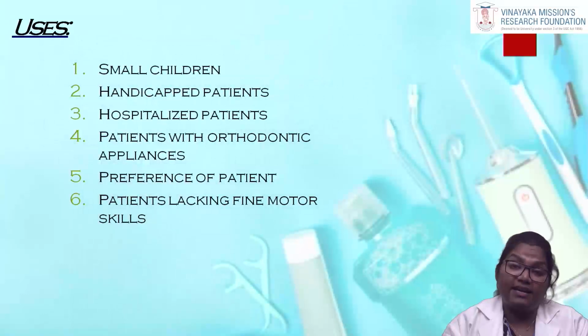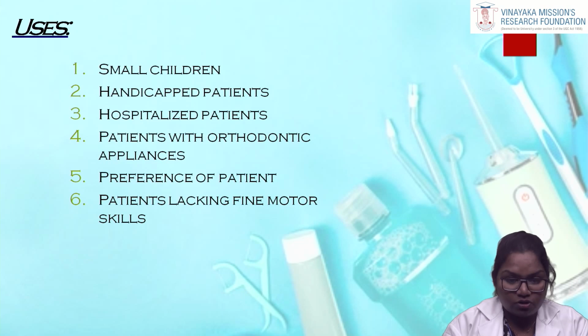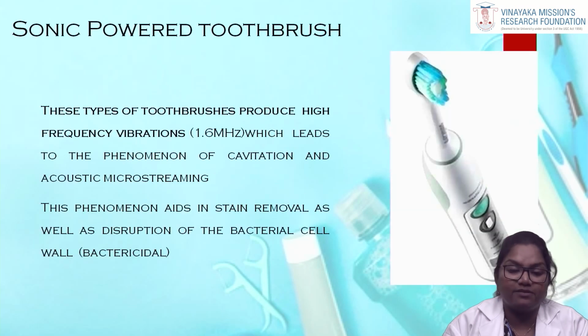What are the uses of these electrical toothbrushes? The electrical toothbrush is used in small children, handicapped patients, hospitalized patients, patients with orthodontic appliances, patient preferences because they were not effectively using the manual methods, and patients lacking fine motor skills. So these are generally recommended for individuals who cannot perform the manual dexterity of the required movements of a manual toothbrush. These electrical toothbrushes perform by themselves.